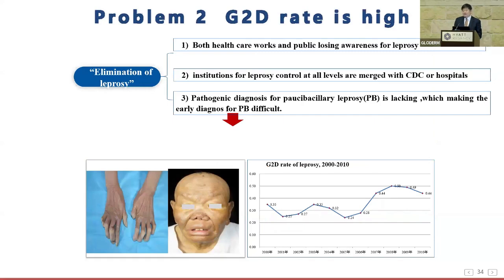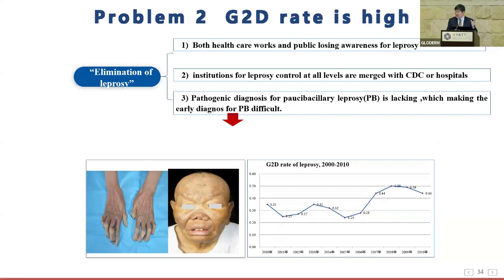So the second problem is the G2D rate is very high because we have declared that leprosy has been eliminated. So both healthcare workers and the public are losing awareness of leprosy. The institutions of leprosy control at all levels in China are merged with CDC or hospitals. And also, pathogenic diagnosis for paucibacillary leprosy is lacking.